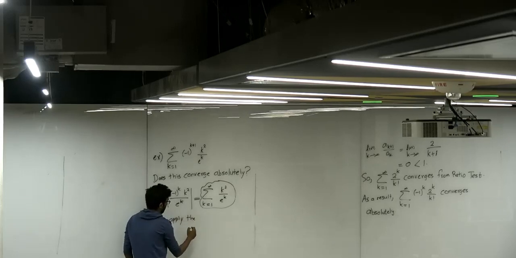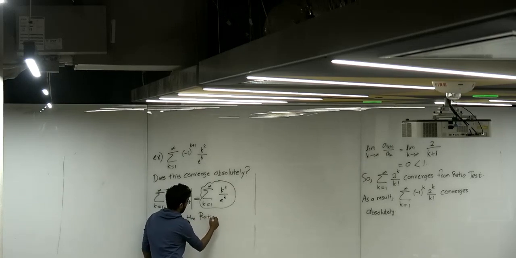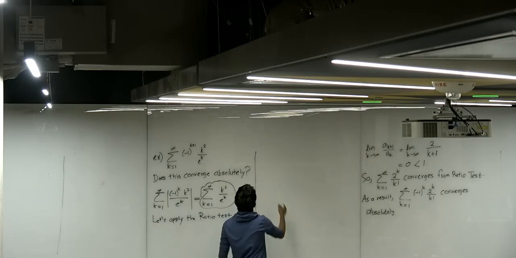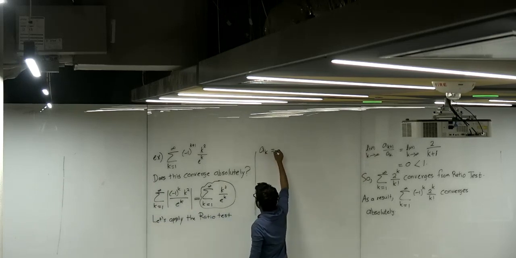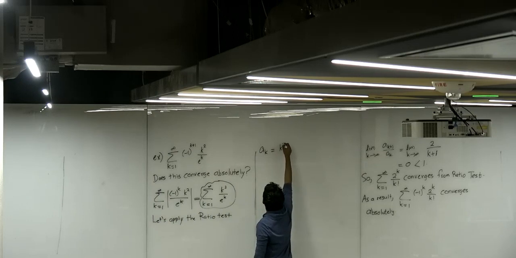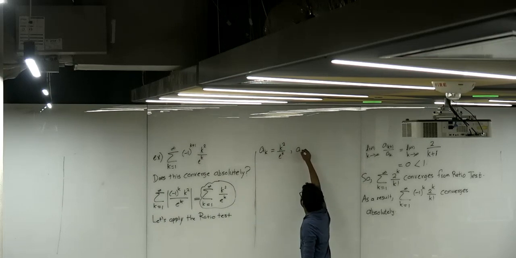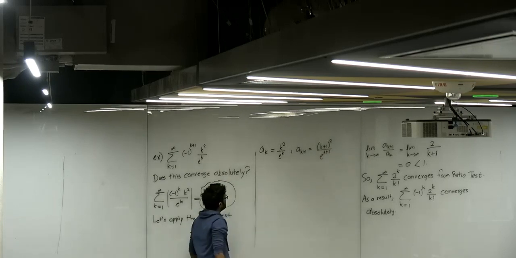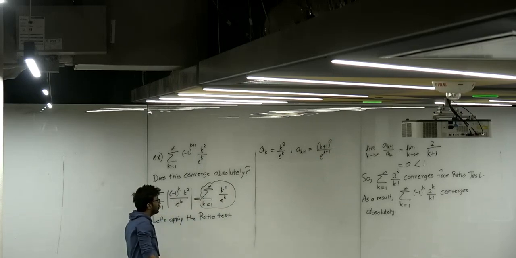Let's apply the ratio test. a_k is going to be e to the power 2 divided by e to the power k. a_(k plus 1) is going to be (k plus 1) to the power 2 divided by e to the power (k plus 1). Okay, now we have to consider the ratio and its limit.